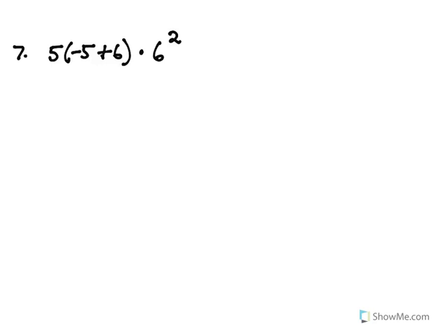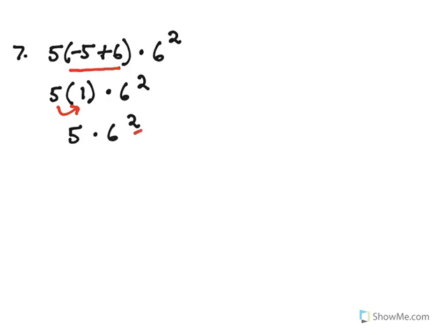Okay, so what do we think we should do here? Again, parentheses should immediately catch your attention, so we should simplify everything in those parentheses. Minus 5 plus 6 is a 1. Okay, and then to get rid of that parenthesis, we're going to distribute. 5 times 1 is 5 times 6 squared. See how I eliminated that set of parentheses? And then my next goal now is to take care of the exponents.